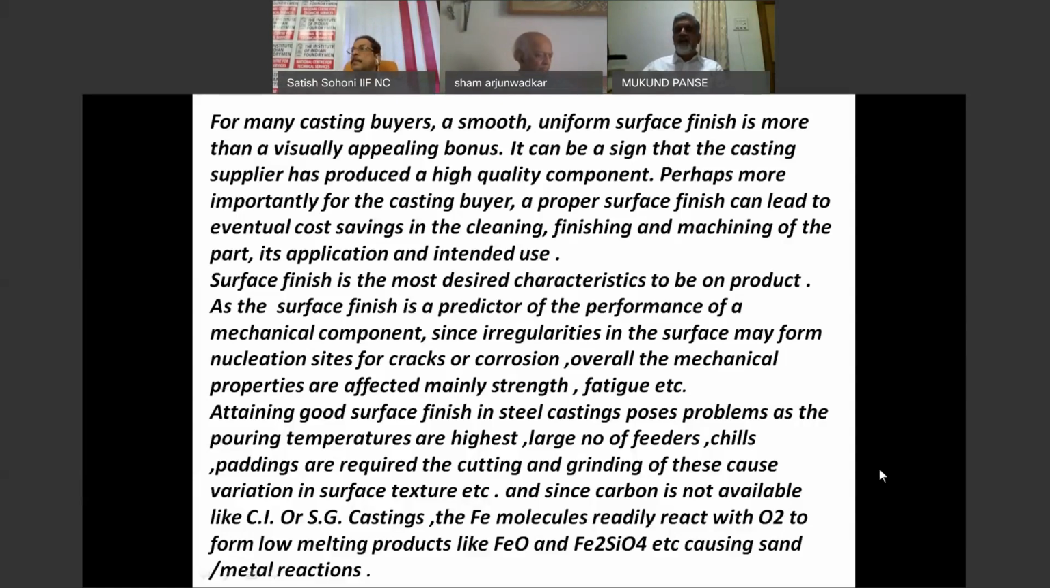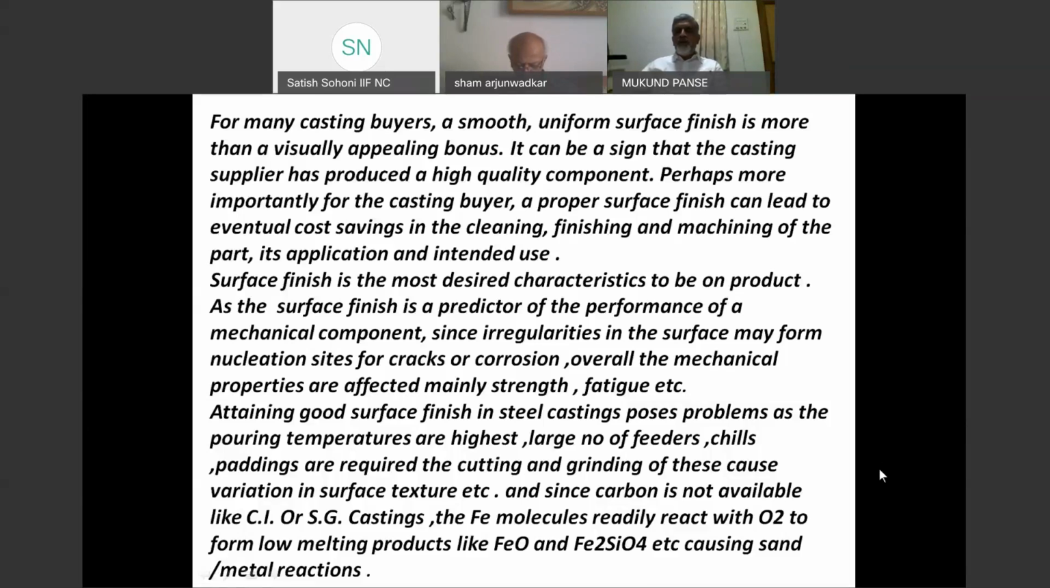The irregularities act as nucleation sites and affect the mechanical properties, especially the strength, fatigue, etc. These irregularities also affect the corrosion properties of stainless steel castings. Attaining good surface finish in steel casting poses problems as the pouring temperatures are very high and the metal is reactive, and since the yield is very low, a large number of feeders, chills and paddings are required, and in removing and finishing them, the original texture of the casting gets distorted.